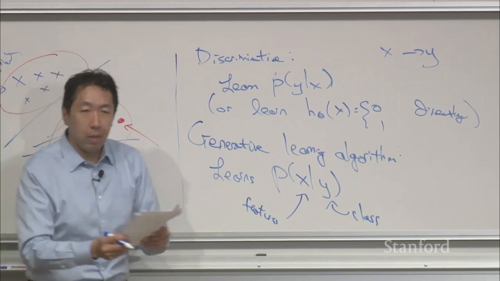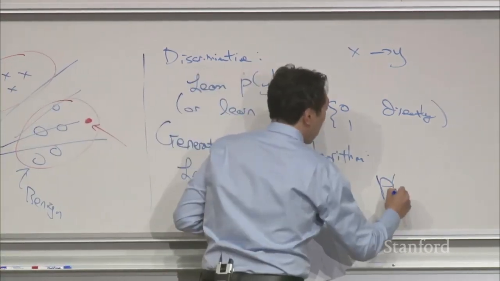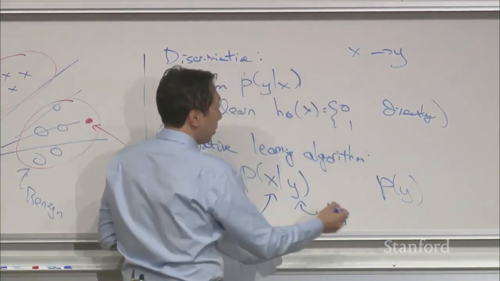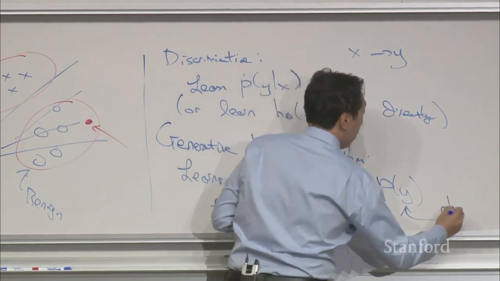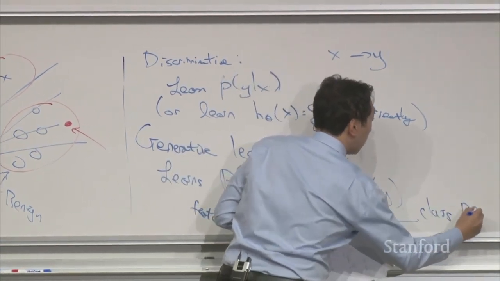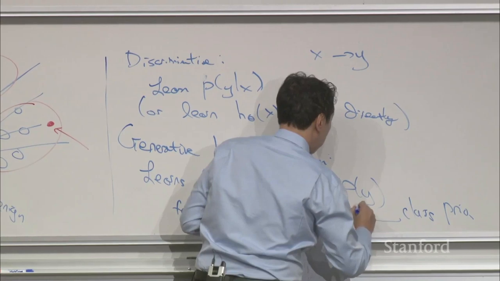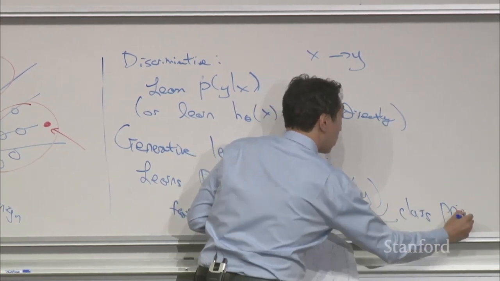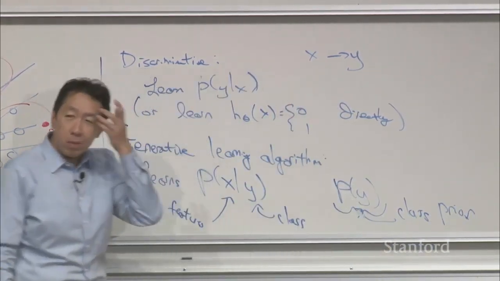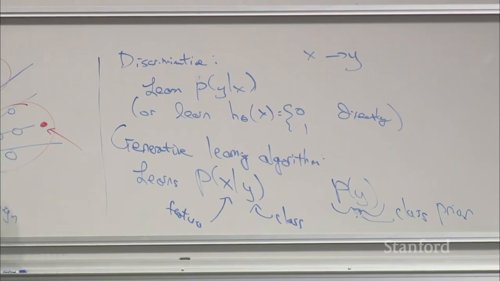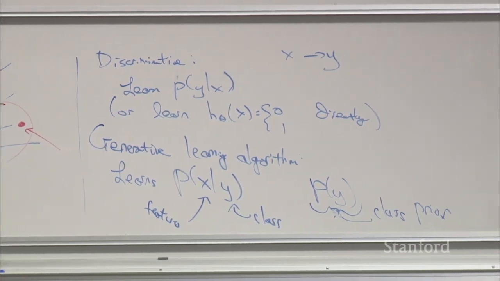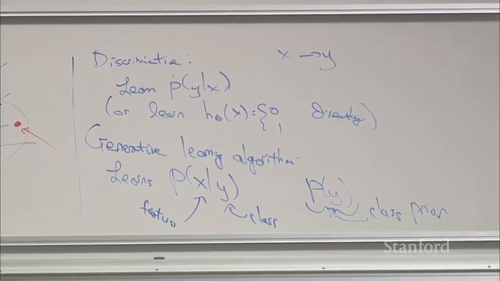Okay, and then a generative learning algorithm will also learn P of y. So this is also called the class prior. It's just, when a patient walks into your office, before you've even examined them, before you've even seen them, what are the odds that their tumor is malignant versus benign, right? Before you see any features, okay?